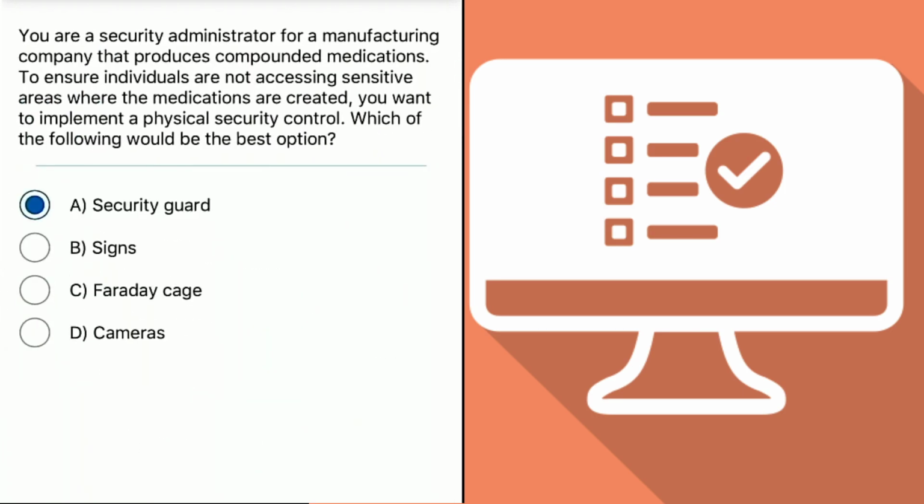You are a security administrator for a manufacturing company that produces compound medications. To ensure individuals are not accessing sensitive areas where the medication is created, you want to implement a physical security control. Which of the following would be the best option? A. Security guard, B. Sign, C. Faraday cage, D. Cameras.